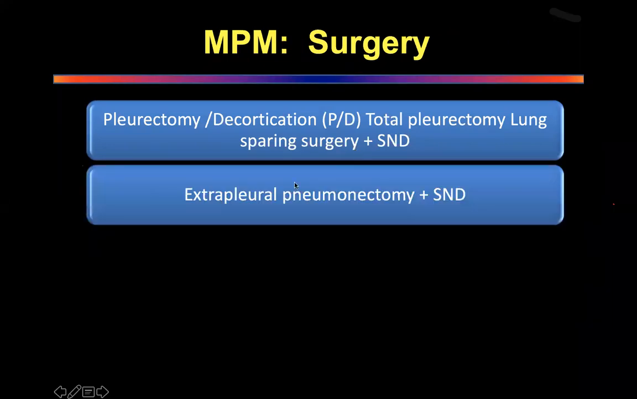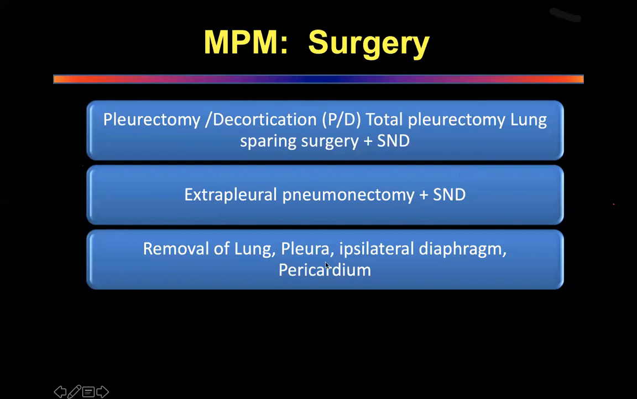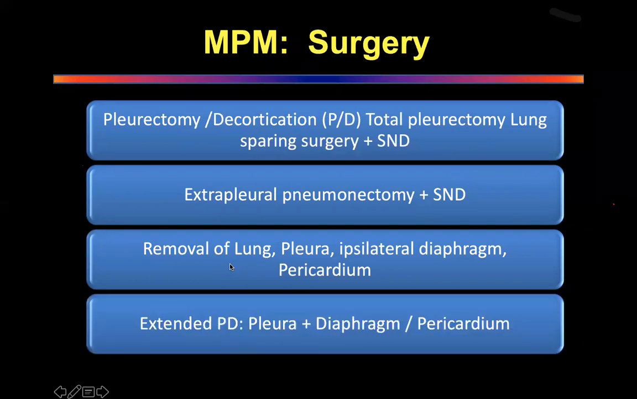The other surgery is extrapleural pneumonectomy. Again, you must sample nodes. It involves removal of the lung, but includes the ipsilateral diaphragm and pericardium. That is an extrapleural pneumonectomy. There is also something called extended PD, where you're not just taking out the pleura, but you're also taking out the diaphragm and pericardium. You leave the lung behind.